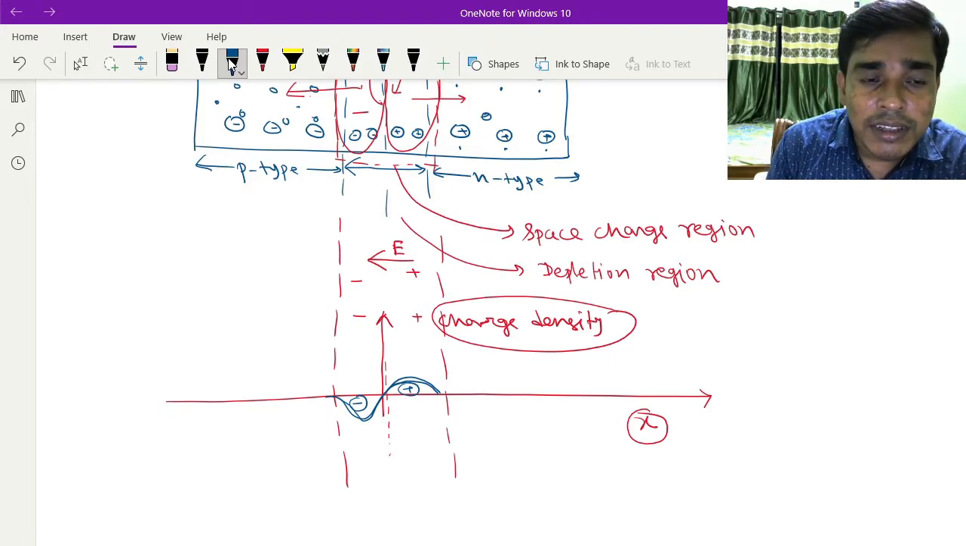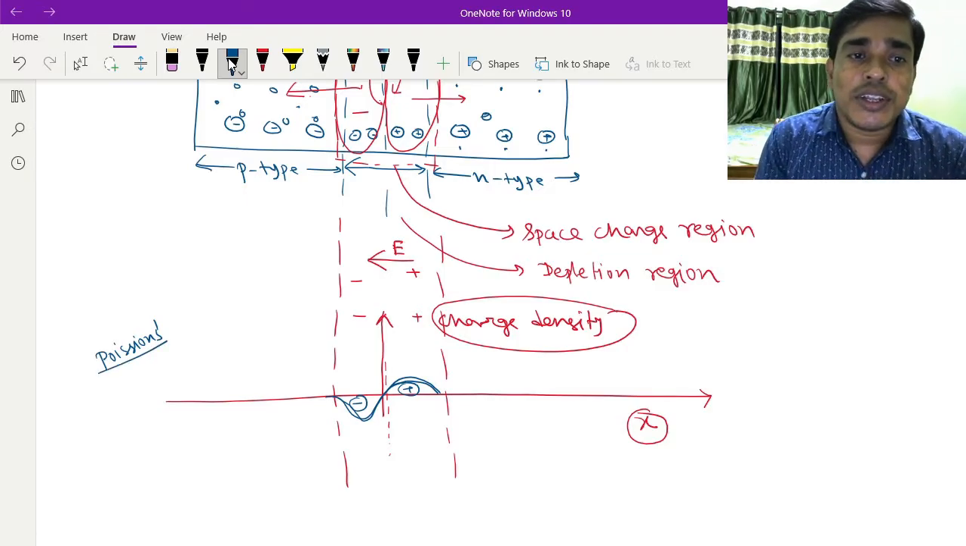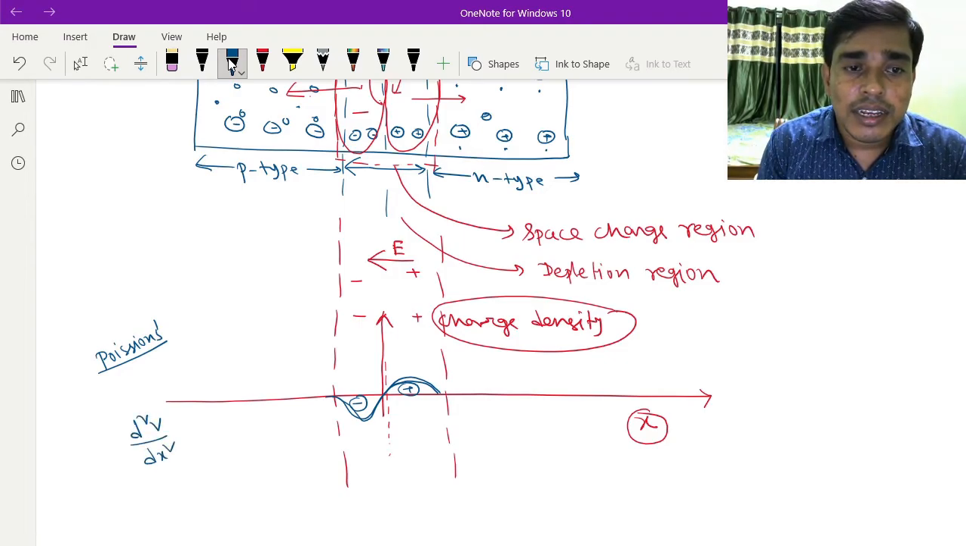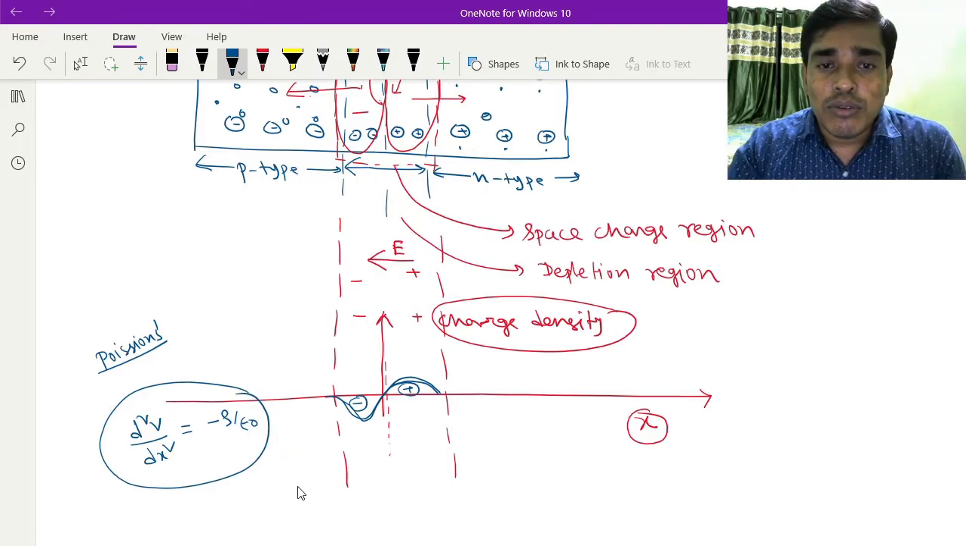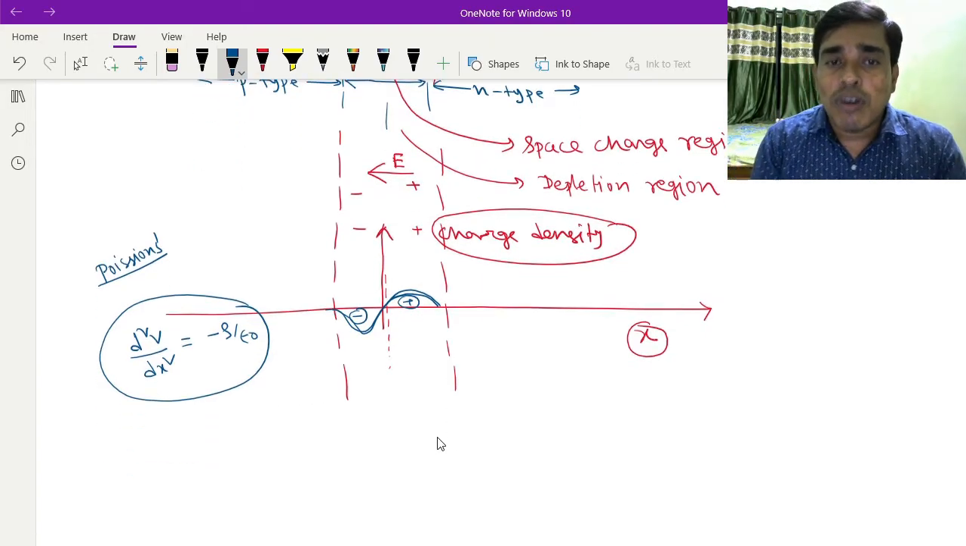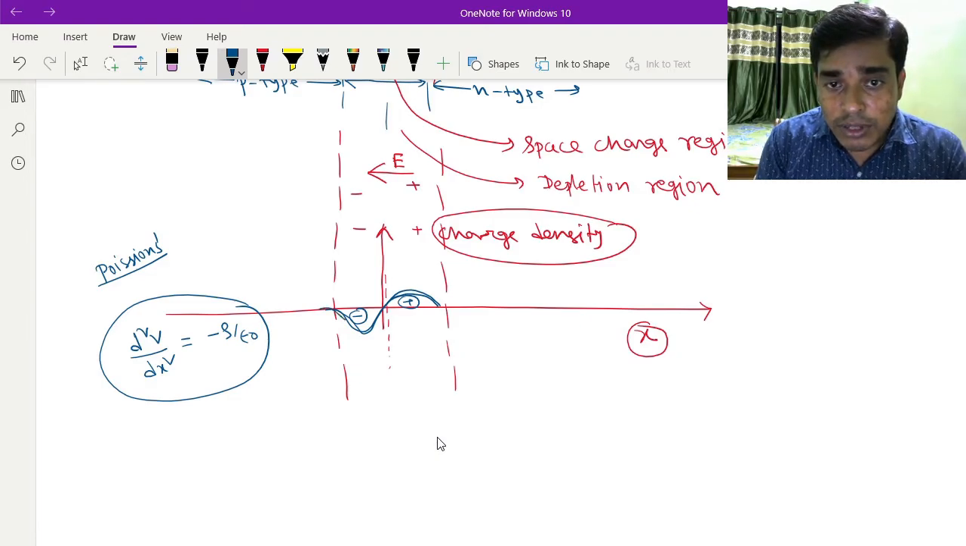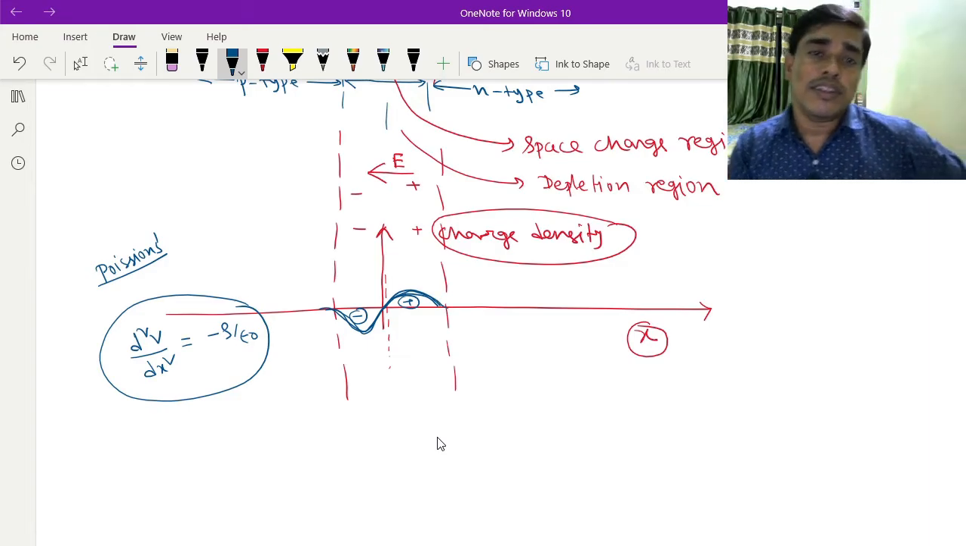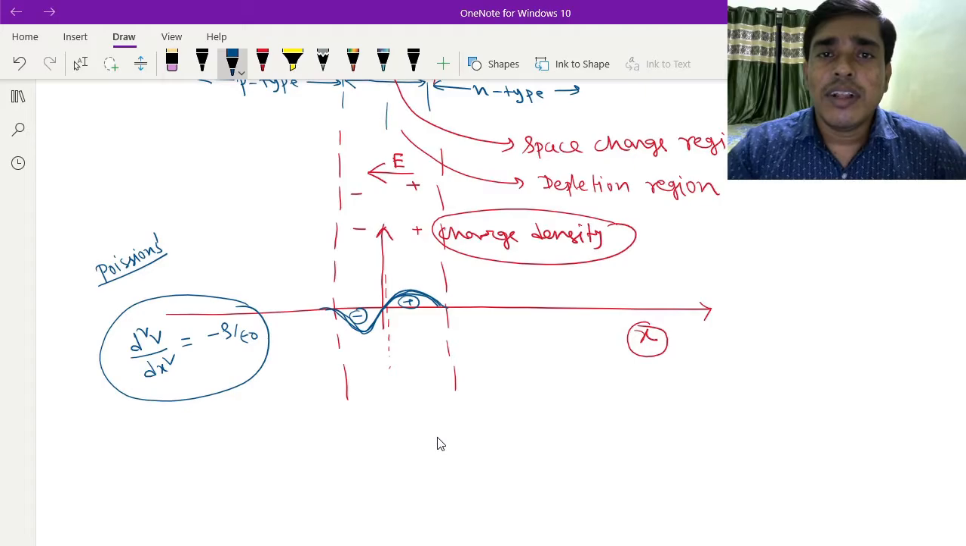Okay, and the charge distribution is given by Poisson's equation. That means d2V by dx square equals minus rho by epsilon naught. This is Poisson's equation. Through this Poisson's equation we can draw the charge distribution from the junction. Okay, this is the charge distribution curve.